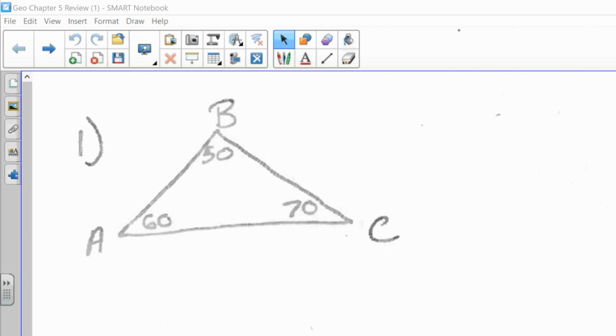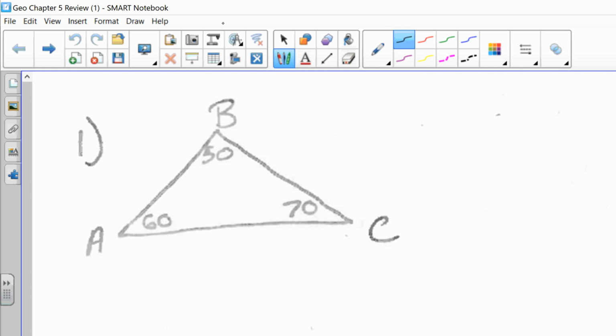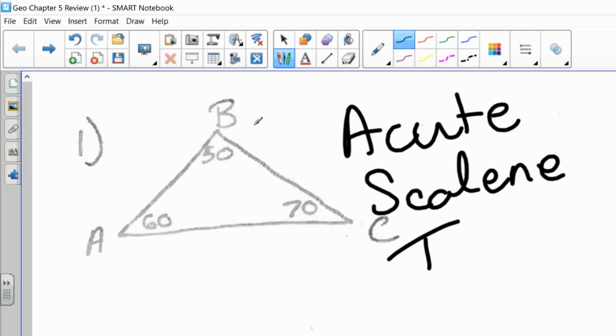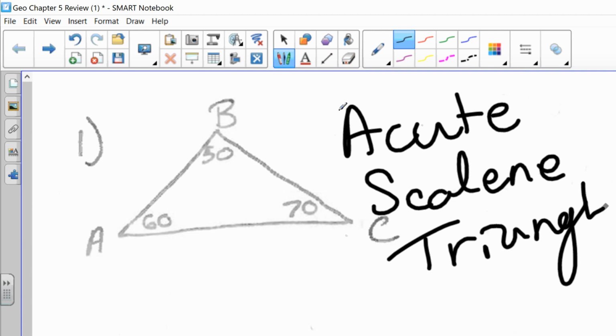Now, if we look at number 1, the angles are 60, 50, and 70. All three angles would be acute. Do we know anything about the side lengths? Acute scalene triangle, because since we don't know any of the side lengths to be congruent, it would be scalene. We could also know that based off the angles, because congruent sides are opposite congruent angles, and congruent angles are opposite congruent sides. So number 1 would be acute scalene triangle.